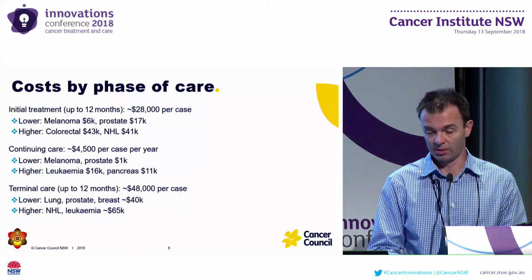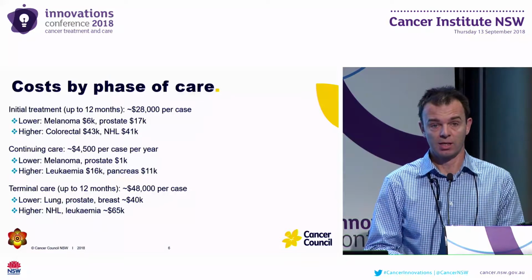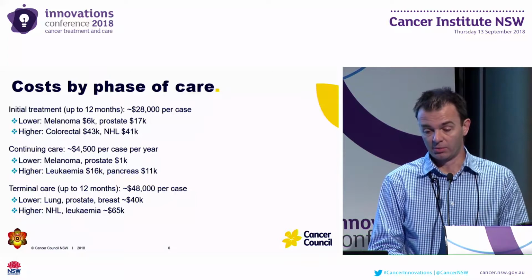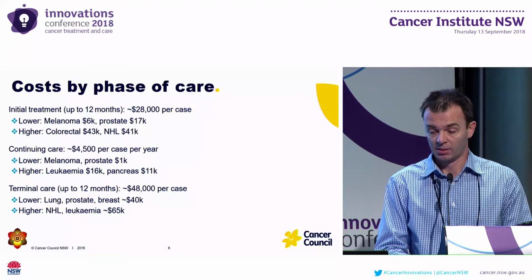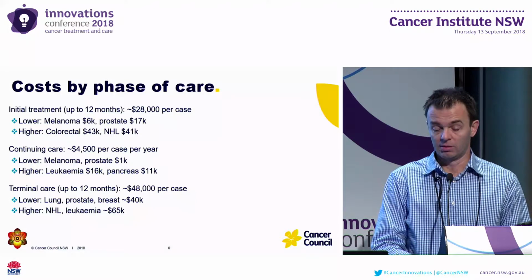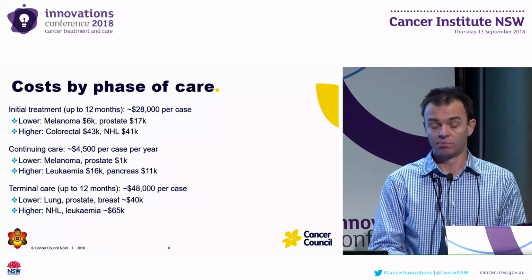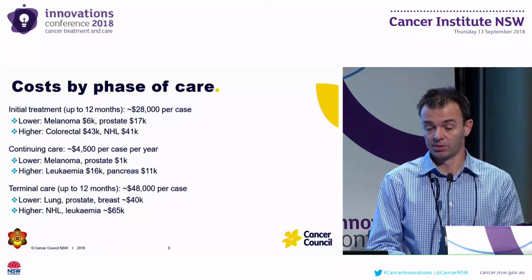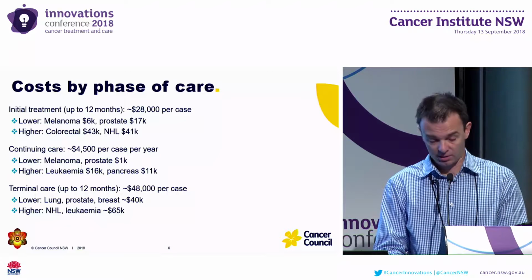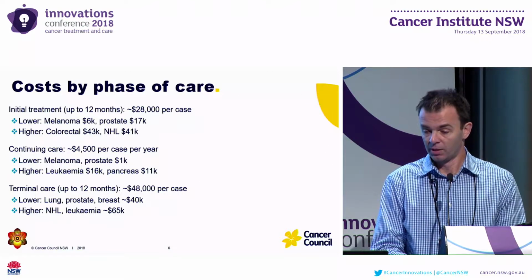And then the terminal care phase, which is up to 12 months at the end of life for people who had a record of dying, that was up around $48,000 per case. There wasn't as much variation in the terminal care phase. Those cancer types that were at the lower end were still relatively high. But again, there were cancer types where the costs were higher.